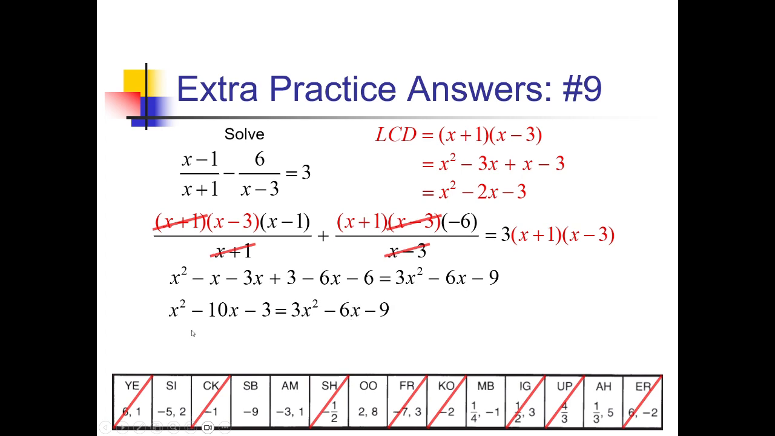Now I'm going to move everything over to one side. Just to keep my x squareds positive, I think I'll subtract everything over to the right side. So 3x squared minus 1x squared is 2x squared. And then -6x plus 10x is 4x. And then -9 plus 3 is -6. It looks like I can factor a 2 out of there. That leaves me with x squared plus 2x minus 3. And then factors of -3 that add up to 2. Well, 1 and 3 is it, and that works if we have -1 and +3.